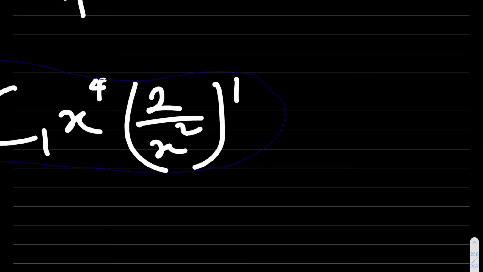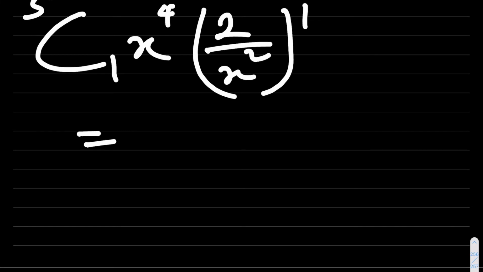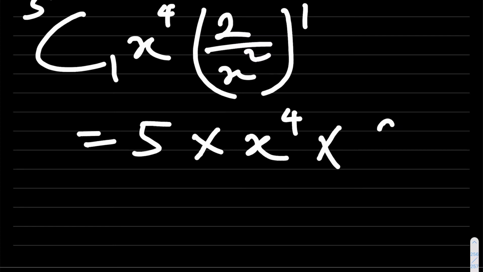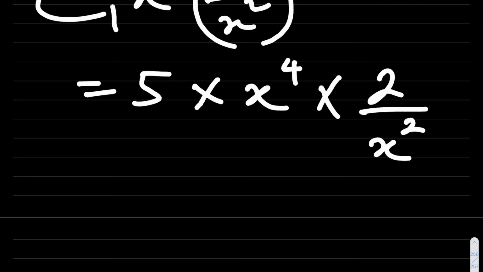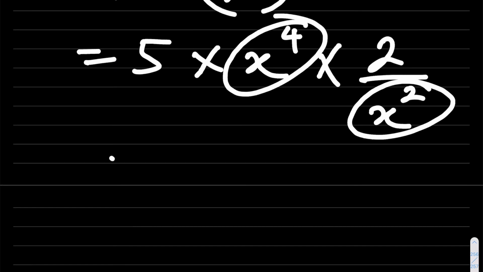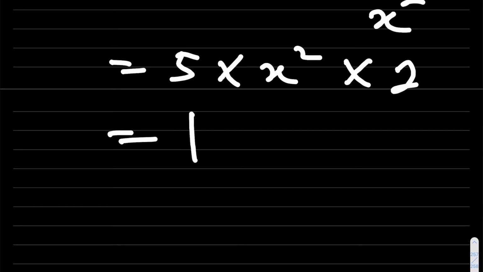The x squared term, this is the x squared term, and it's equal to 5 combination 1 is 5 times x raised to power 4 times 2 over x squared raised to power 1. We can see that x raised to power 4 divided by x squared is x squared. So that simply means 5 times x squared times 2, which is 10x squared. So the coefficient of x squared in the expansion is 10.